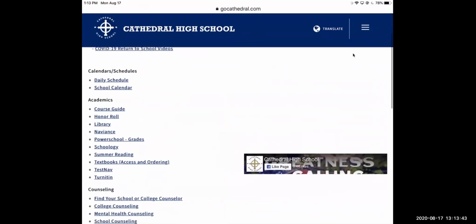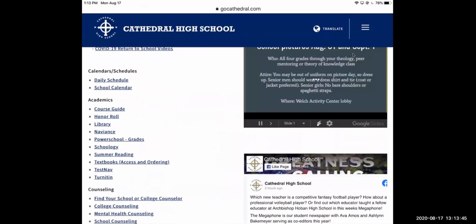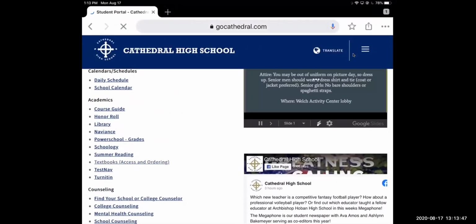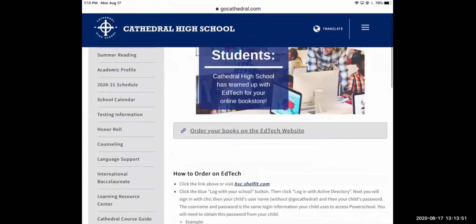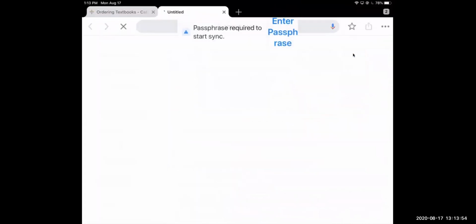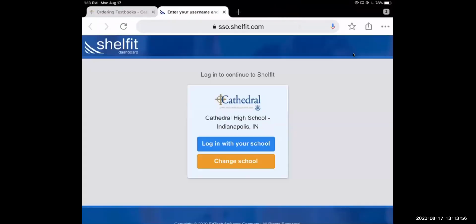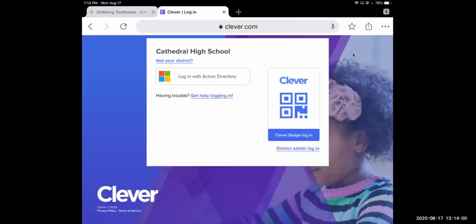And then I'm scrolling down. Under academics is the longest one that sticks out there. Textbooks, access, and ordering. Okay, and then order your books on the EdTech website. Log in with your school. And then log in with Active Directory, which means it's going to connect your PowerSchool to your EdTech account.